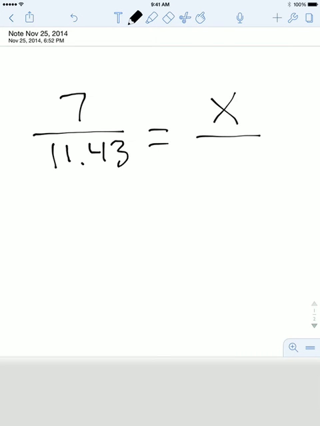So you could set up a proportion: 7 revolutions in 11.43 seconds is the same as x revolutions in 60 seconds. Solving for x is the quickest way of getting your RPMs.